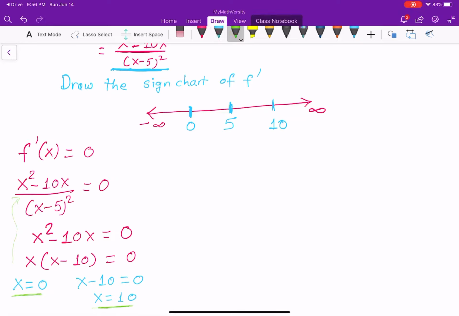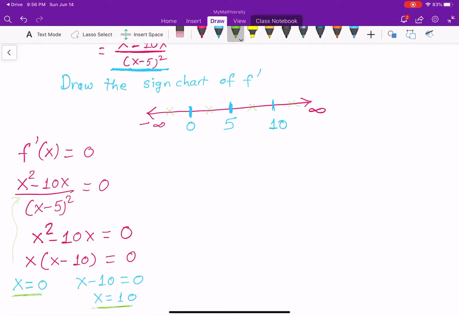So let's try to do that. Now, to determine the sign of f prime on each of these subintervals, we can just choose some random number within each subinterval. So let's try to determine by yourself whatever random number you want to choose.